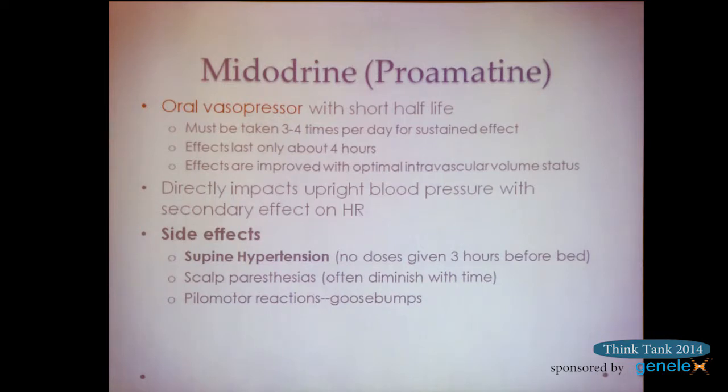Midodrine is another very common medication that we use, oftentimes in combination with another medication. This is an oral vasopressor with a short half-life, so it's inconvenient for that purpose, but it's also very convenient for that purpose as well. You have to take it 3 to 4 times a day for a sustained effect. Some people have taken it more often than that. The effects only last about 4 hours, and you do better on it if your volume status is optimized, for sure. So it directly impacts the upright blood pressure with a secondary effect on the heart rate. But you can get supine hypertension.